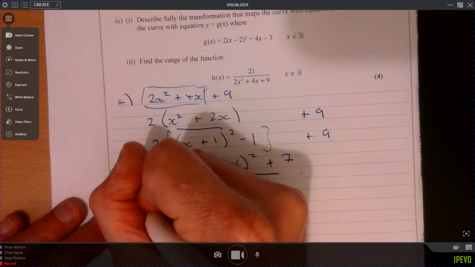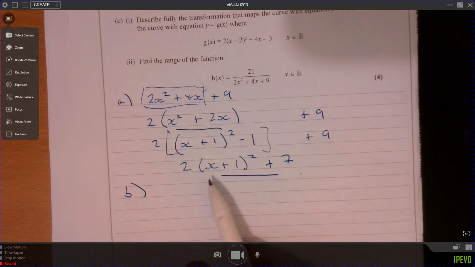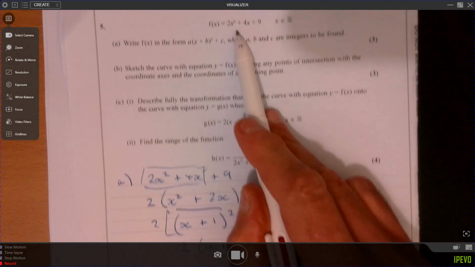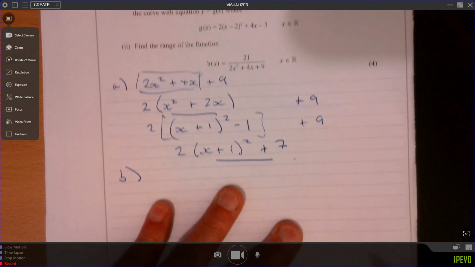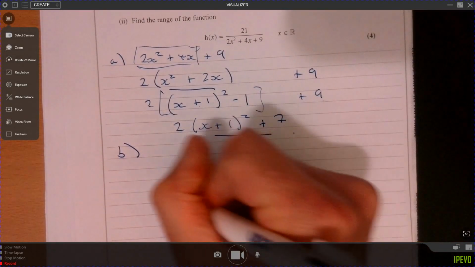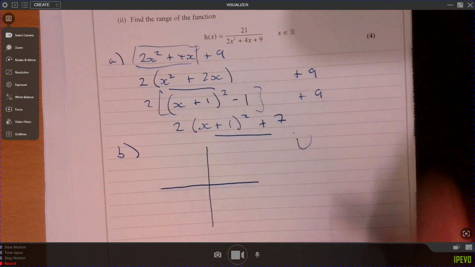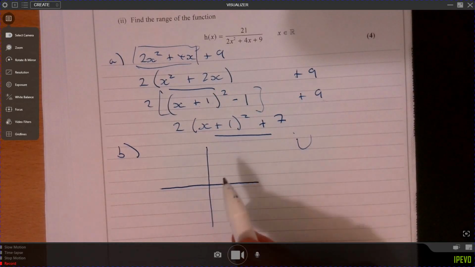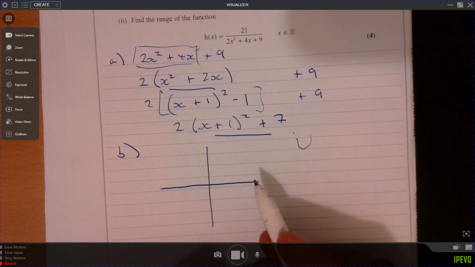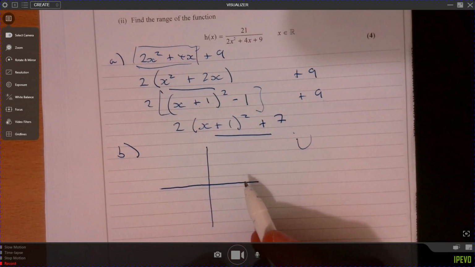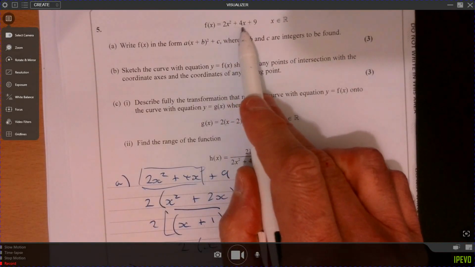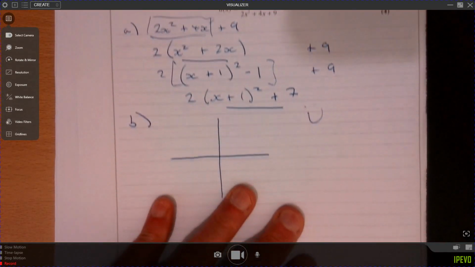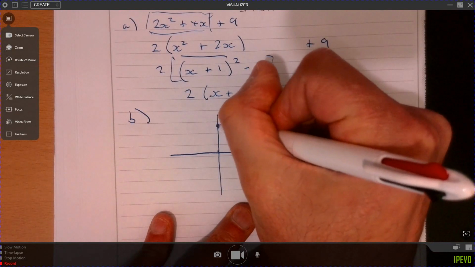Right, part B. Part B is asking me to sketch this curve. So let's have a little think about what we've got. Well, we've just got a basic quadratic, and it's a nice happy quadratic, so I know it's going to go like that. I need to identify key points on it. When x is 0, I should be able to tell you just by looking at this figure up here. When x is 0, the answer is 9, so I know it's going to go through 0, 9.